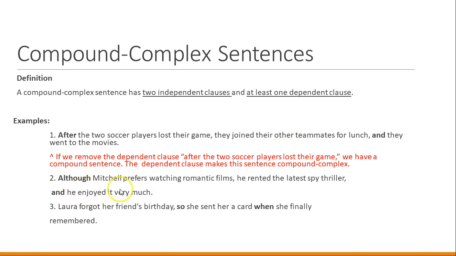Other examples: "Although Mitchell prefers watching romantic films, he rented the latest spy thrillers, and he enjoyed it very much." Same: we have one dependent clause and two independent clauses. "Laura forgot her friend's birthday, so she sent her a card when she finally remembered."